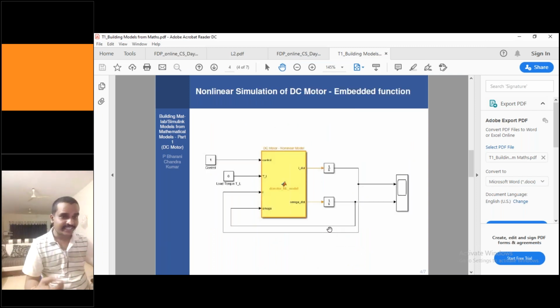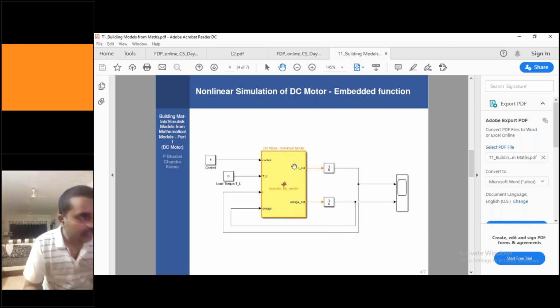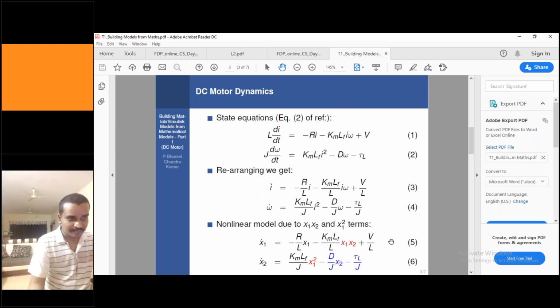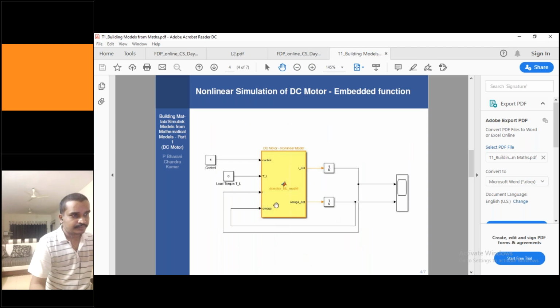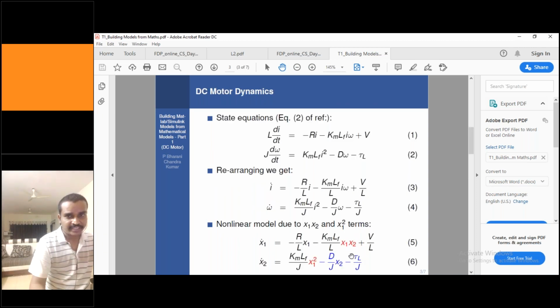If I want to represent this in MATLAB, this is the embedded Simulink block diagram, the DC motor nonlinear model. I'm not doing any linearization. My purpose is to represent these two nonlinear equations in Simulink. For simplicity, I assume the load torque is zero. What are the inputs going to the DC motor? One input is the load torque, which I assumed is zero. The other main input is the voltage. The system has two states, and the output is X2 dot. We'll see what that is.